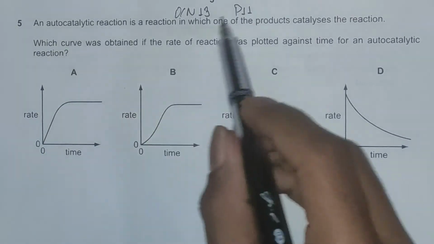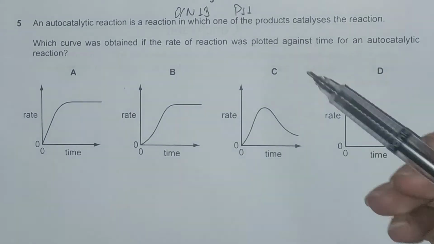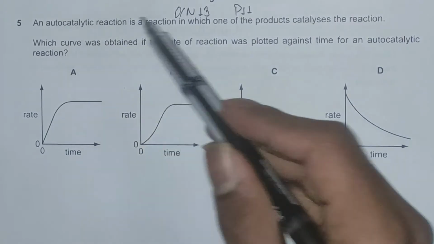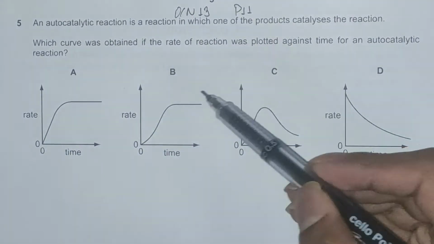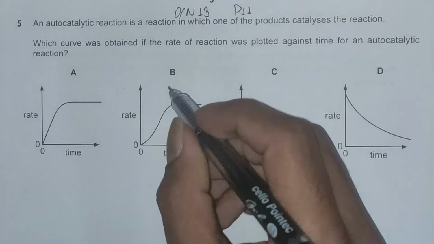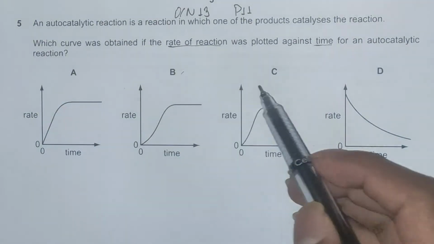Autocatalytic reaction is a reaction in which one of the products catalyzes the reaction. Although the syllabus doesn't cover autocatalytic reaction, this single statement should be enough to tackle this question successfully. The question continues, which curve was obtained if rate of reaction was plotted against time for an autocatalytic reaction?